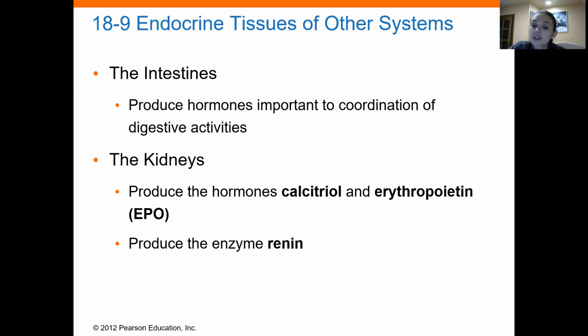The kidney also produces the enzyme we discussed, renin, which is a part of the renin-angiotensin-aldosterone system.